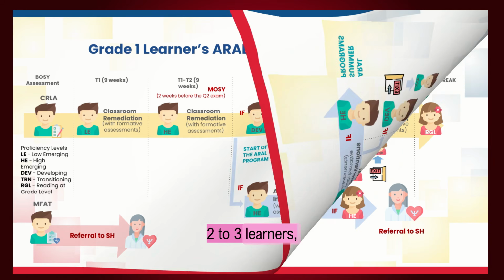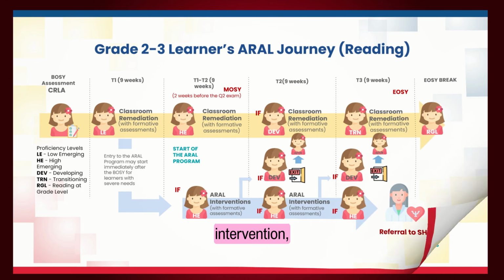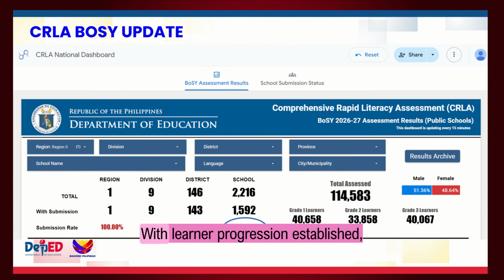Grade 2 to 3 learners' ARAL journey. Reading. Learners in grades 2 and 3 follow a cyclical process of assessment, intervention, and remediation. This continuous support helps them transition from low proficiency to independent reading skills. With learner progression established, we now move to assessment monitoring.